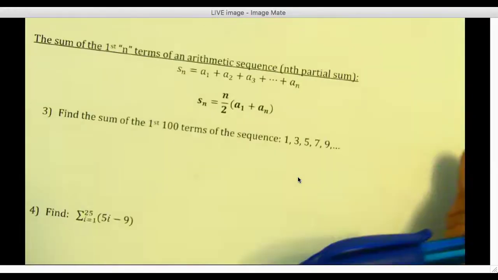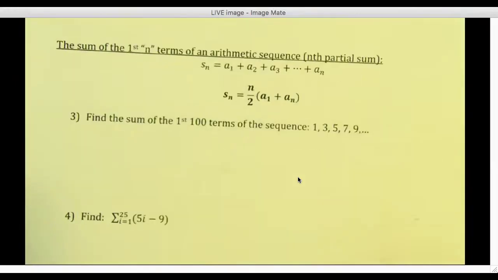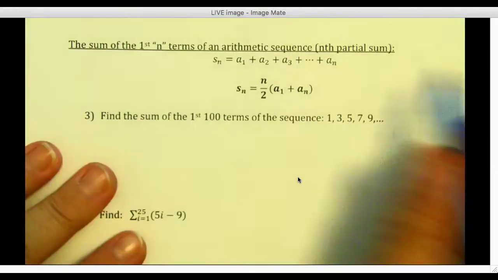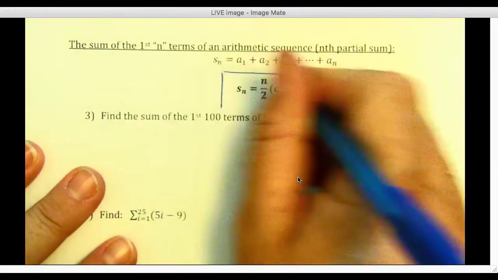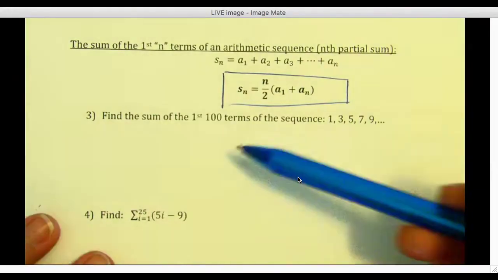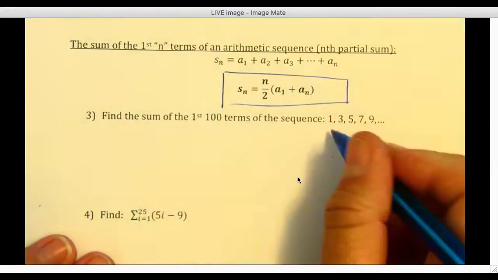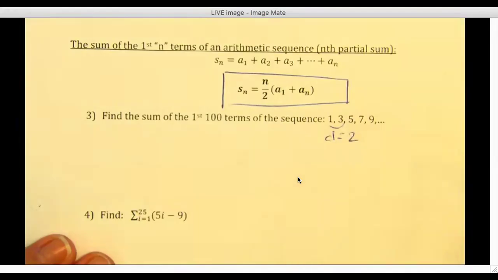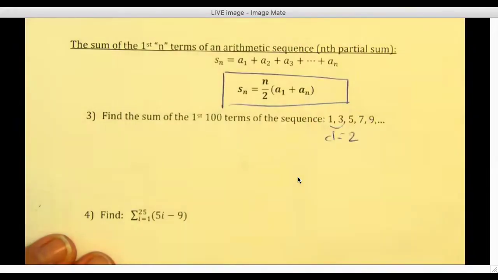All right, now for arithmetic and geometric sequences, the arithmetic sum, if you have a bunch of terms that are in arithmetic sequence and you want to add up the first 30 terms or the first 50 terms, this is the formula you're going to use, and you're going to need to know this formula. So the first example here says add up the first 100 terms of the sequence 1, 3, 5, 7, 9. Well, we can see that our common difference here is 2.